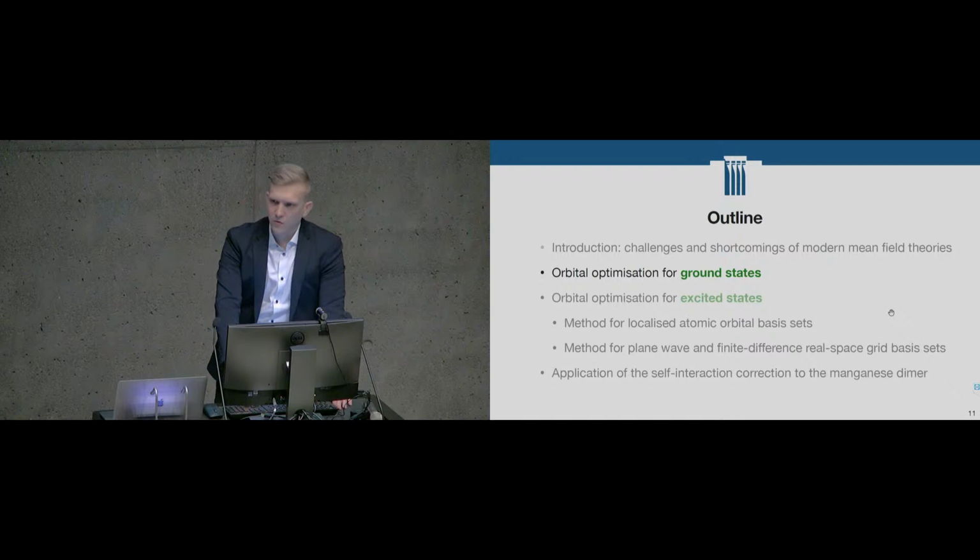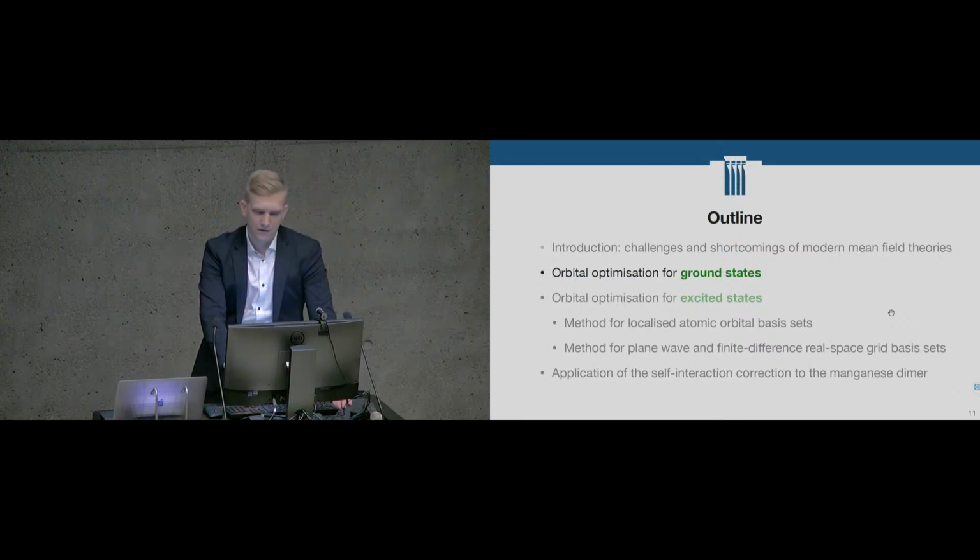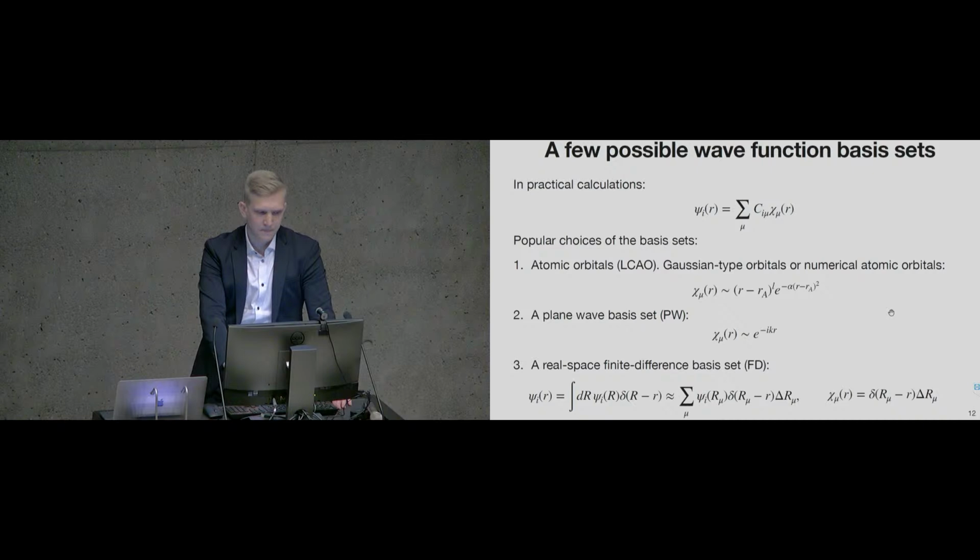So in the first step of my project, I work on an orbital optimization method for ground state calculations. In practical calculation, we always expand orbitals in terms of some basis functions, and the coefficients are new parameters. What we need to do is minimize or optimize the energy with respect to these coefficients. However, the basis sets can be chosen in different ways, for example, atomic orbitals or plane waves, or we can even represent the wave function in real space on a grid. Now I will focus on atomic orbitals, and other basis sets will be discussed later.